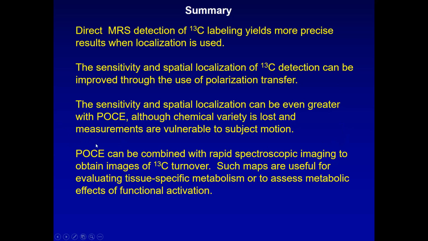The POCE can be combined with rapid spectroscopic imaging methods like echoplanar spectroscopic imaging to get images, maps of carbon-13 turnover. And the maps are useful when you want to evaluate tissue-specific metabolism, certain kinds of tissue or brain regions, or look at regional metabolic differences, say with function or disease.